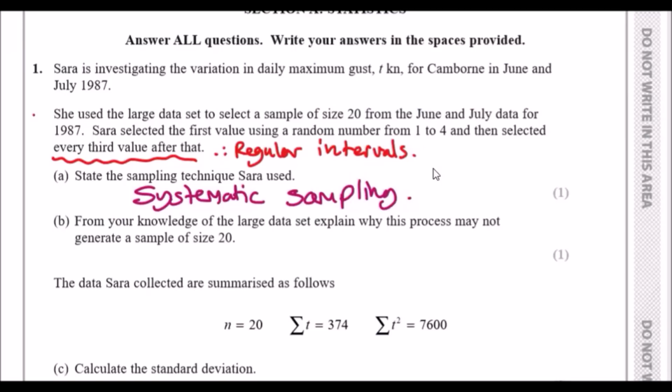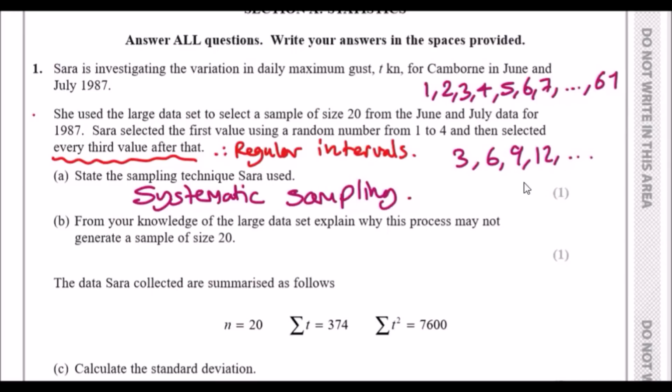What this means is that if you select a value from 1 to 4, for example 3, and then every third value, then going up in sequential order, 1, 2, 3, 4, 5, 6, 7, all the way up to the last day, say the 61st day, you add 3 more each time. If it was 3, the next one would be 6, then 9, then 12, and so on. This should give us a list of 19 or 20 values. That's what I believe it means.